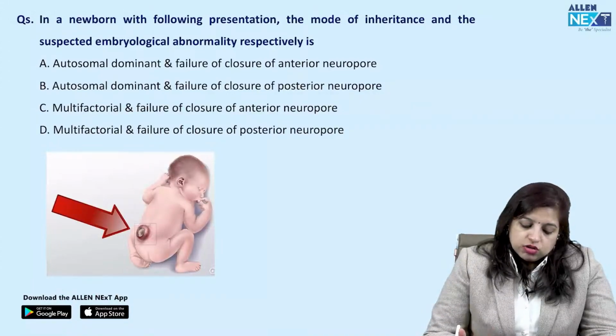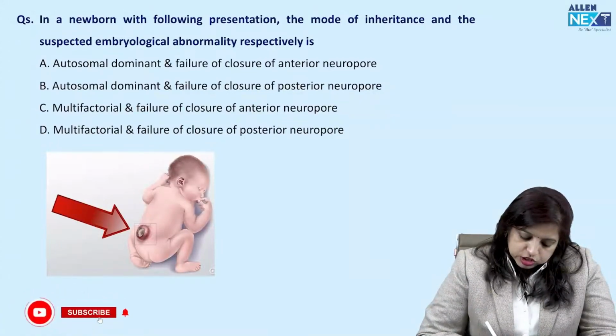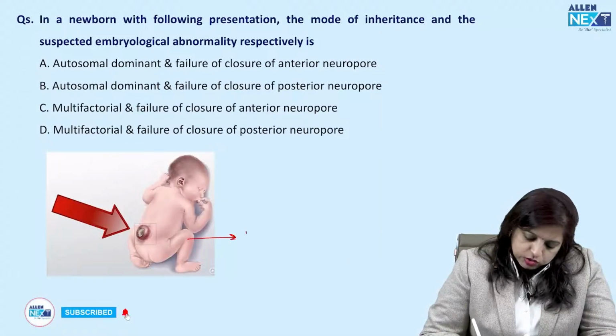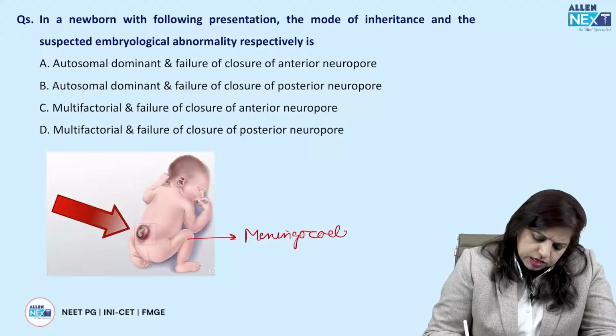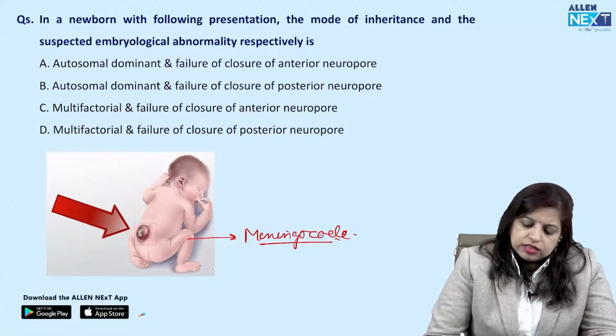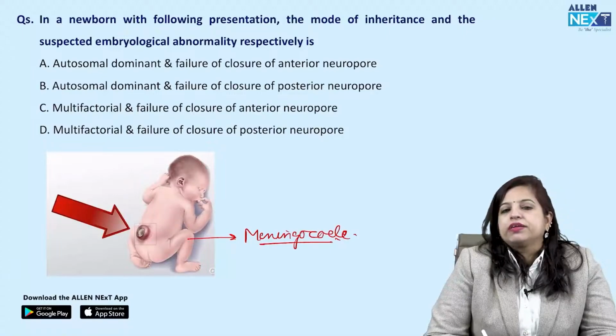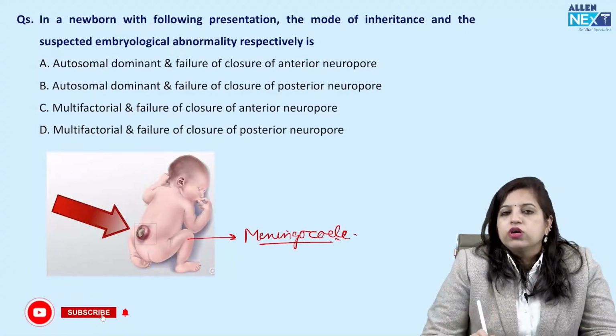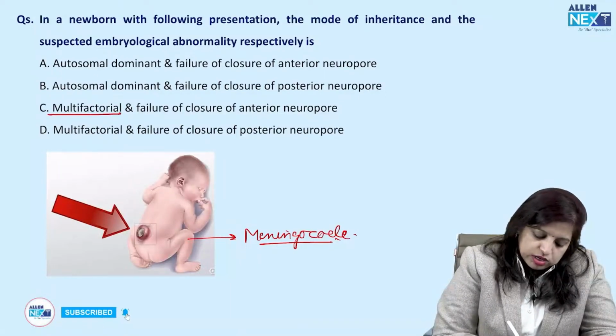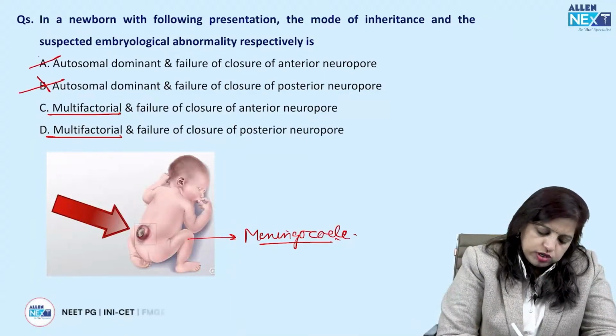Okay. So all the questions which have come in a newborn with the following presentation. So what is this? We know what we are looking at. We are looking at something known as either meningocele or a meningomyelocele, right? The mode of inheritance and the suspected embryological abnormality respectively is. We know neural tube defect is multifactorial in inheritance. So this is totally ruled out, right?